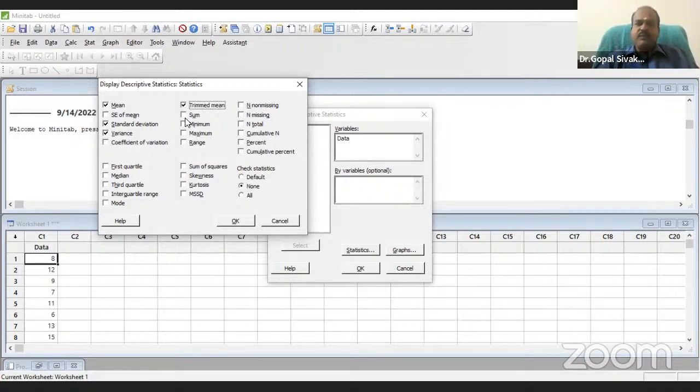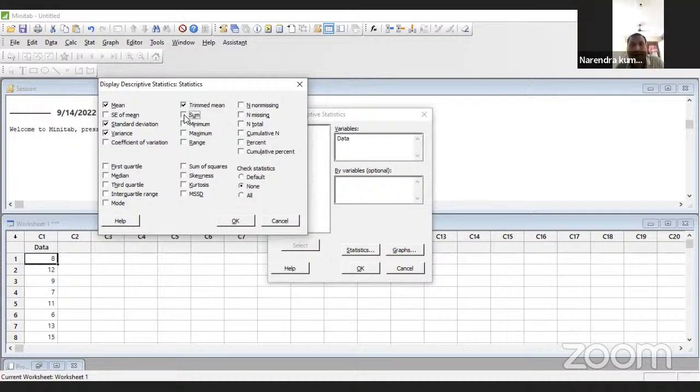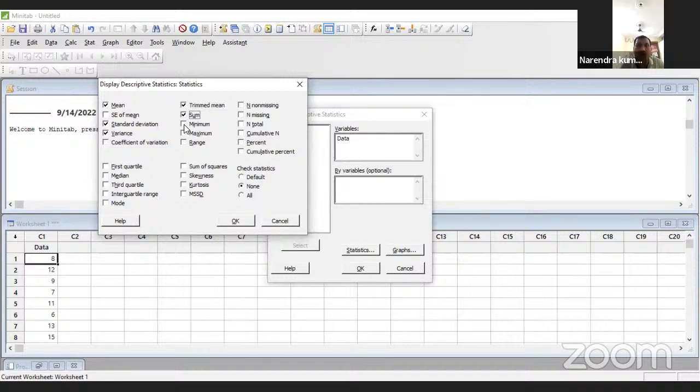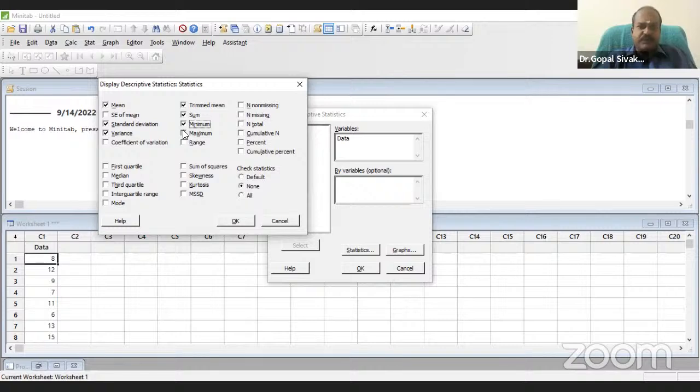Sum means, all of you, do you know the meaning of sum? Addition, summation. Just add all the values. Minimum, all of you, do you know the meaning of minimum? Lower value of the data. You just say yes, and I'll tick. Maximum? Yes, sir. Okay, maximum data.